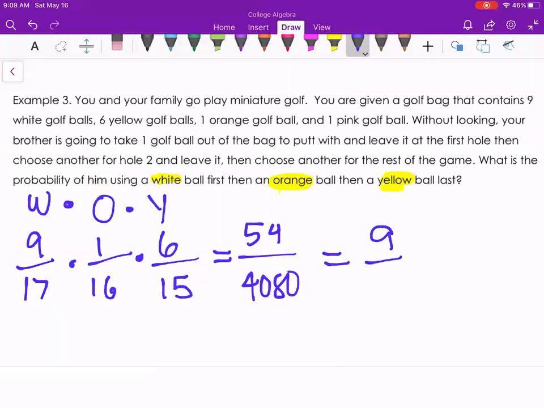9 out of 680. So 9 out of 680 chances to go in that exact order. White, leave it, then an orange and leave it, and then yellow for everything else. That's not very good. That's a pretty rare opportunity for that to happen.